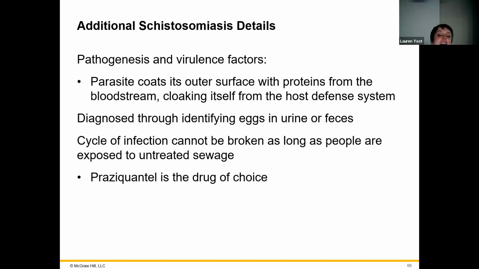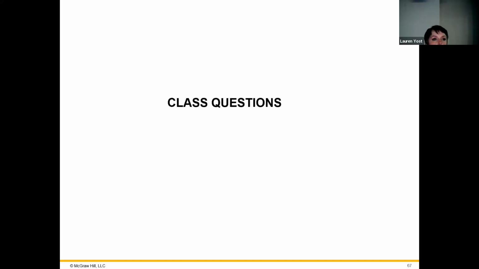So we can identify these by the eggs that are excreted in the feces and the urine. It's most commonly associated with untreated sewage being leaked into freshwater systems. We treat this with praziquantel, which is our antihelminthic drug.